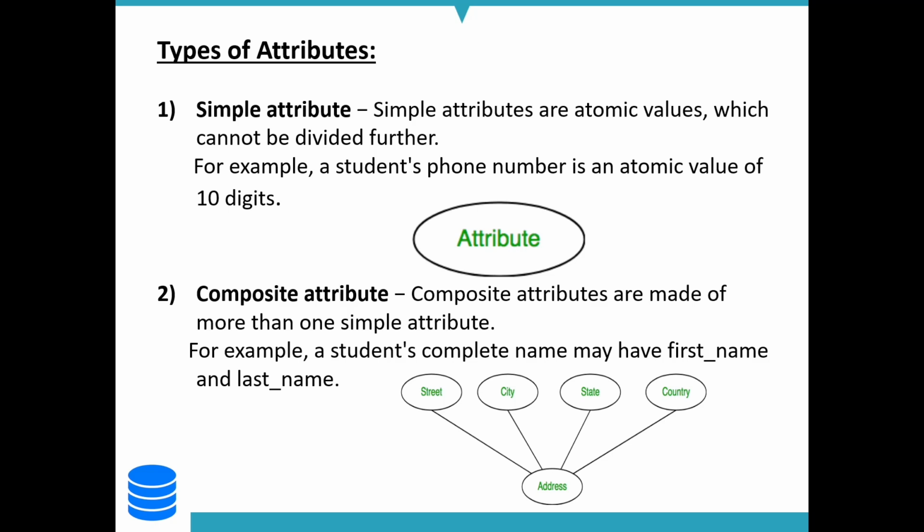Then composed attributes. Here address is the entity. Within the entity, all the attributes are combined to create one attribute. Take a simple example: address is an entity. With the entity you have attributes. State ID is one attribute, city is another attribute, state is another attribute, and country is the last attribute. It's called a composed attribute. A simple definition of a composed attribute: composed attributes are made of more than one simple attribute. A student's complete name may have a first name and a last name.